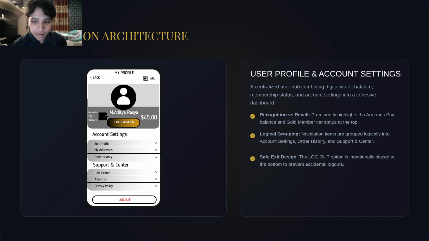Alright, we have recognition versus recall. Prominently highlight the Armarios pay balance and gold member tier status at the top. And we have logical grouping. Navigation items are grouped logically into account settings, order history, and support centers. Alright, we have safe exit design. The logout option is intentionally placed at the bottom to prevent accidental logouts.